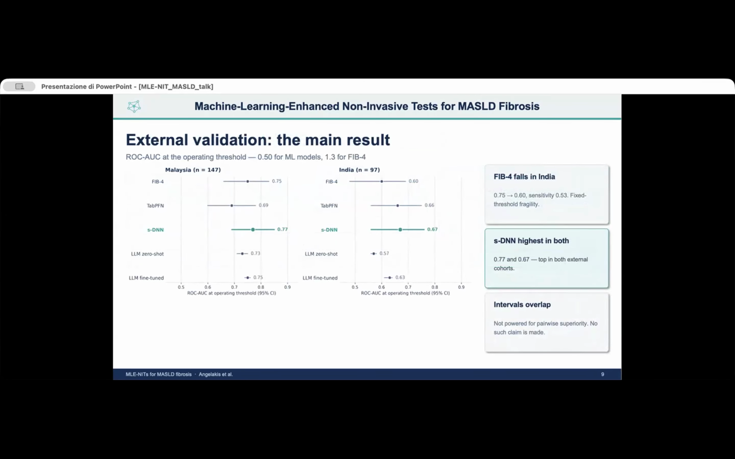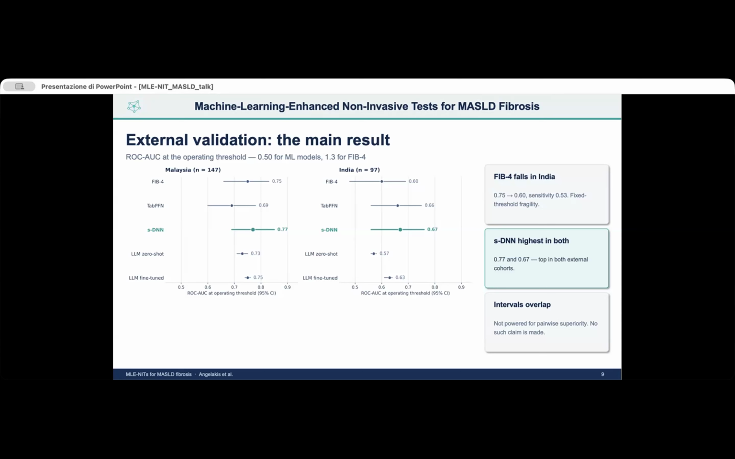This slide contains the main results of the study. Let me summarize it in 3 observations. First, FIB4 performs reasonably well in Malaysia, but its performance drops in the Indian cohort. This illustrates a core limitation of fixed formulas. They do not always generalize equally well across different populations. Second, and I will return to this point in the next slide, TabPFN achieved very high specificity, but at the expense of sensitivity. Third, our compact neural network produced the highest threshold-based AUC in both external cohorts.